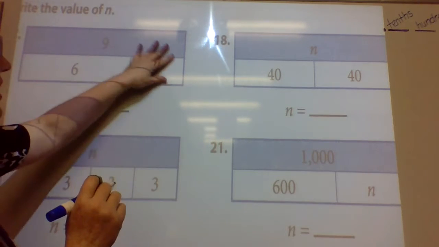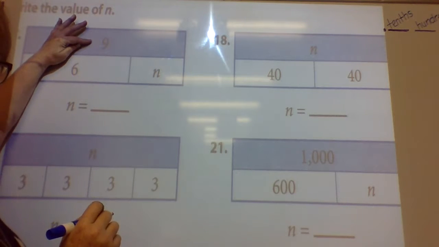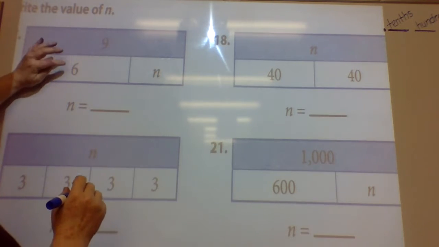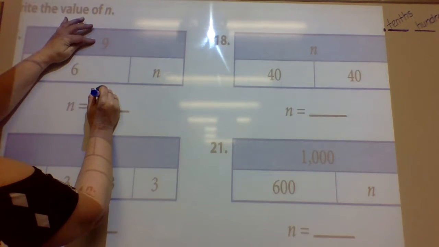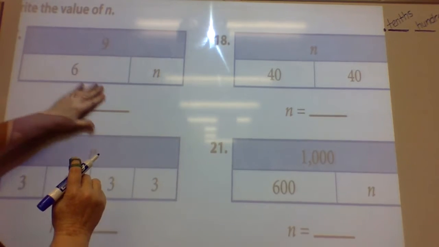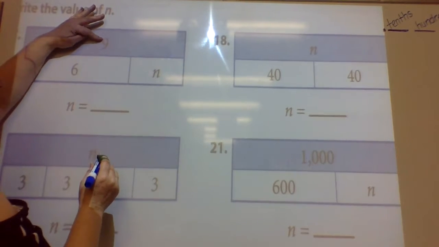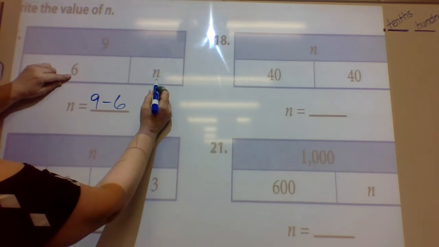We have to figure out how do we get 6 and another number to equal 9. That would be 6 plus 3 equals 9, right? So we're going to write n. Oh, we want to know what n is. Okay. So in order to get that, we have to do 9 minus 6 to figure out what this number would be, which would be 3, right?